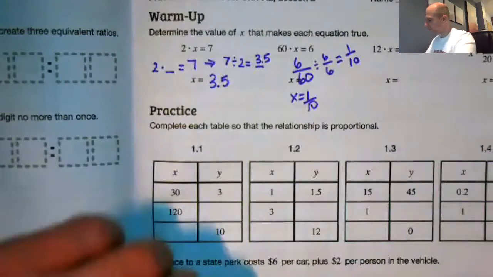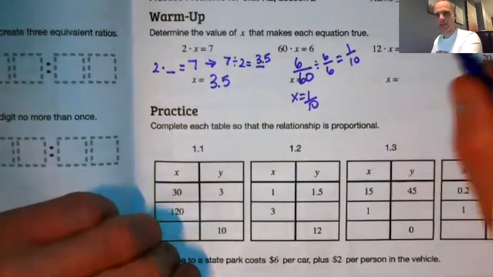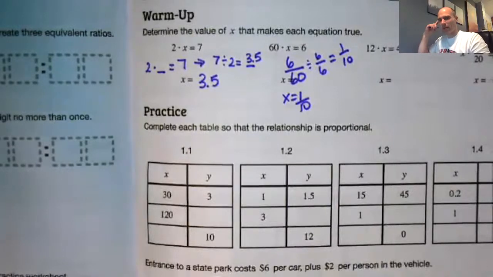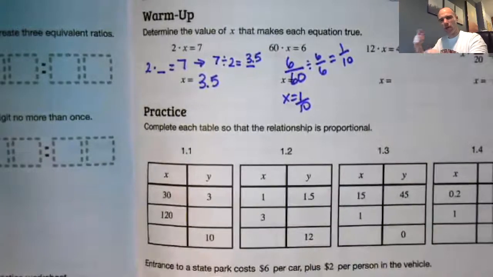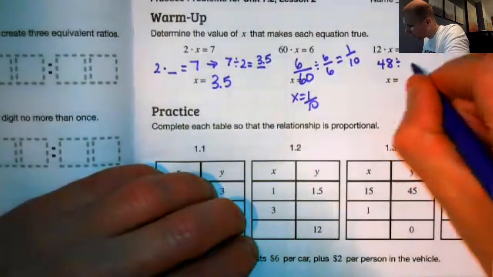Okay, so next we have 12 times some number equals 48. I feel like this is one you could probably fill the blank in your head if you really tried to think about it, right? Like, how many 12s do I need to make 48? Or what's 48 divided by 12? Those two things mean the same thing, right? Let's just do it. 48 divided by 12.